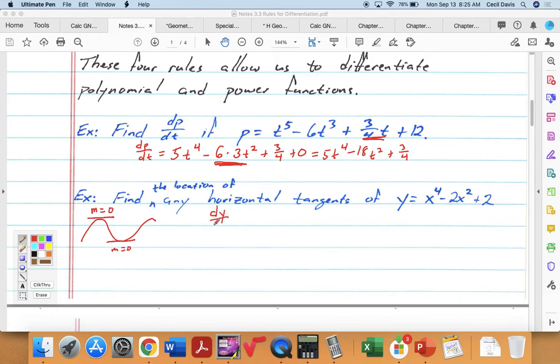So dy/dx is going to be 4x cubed minus 2 times the derivative of x squared, which is 2x, so that'll be minus 4x. And the derivative of the 2 is just 0. And we want this to be equal to 0.